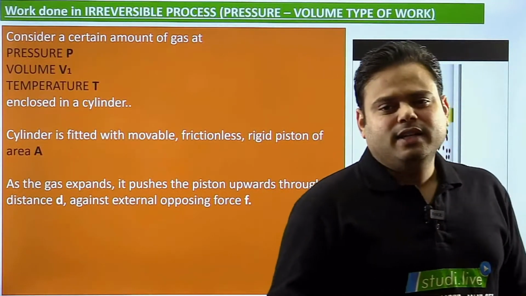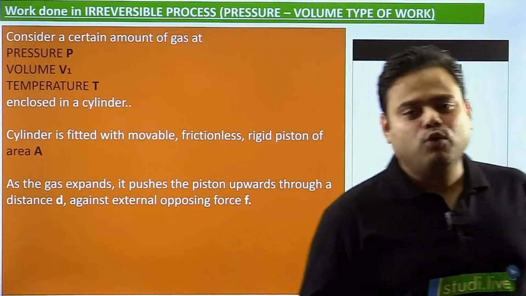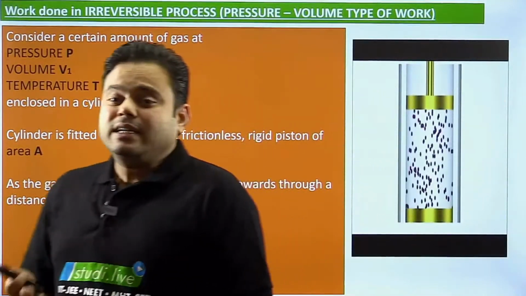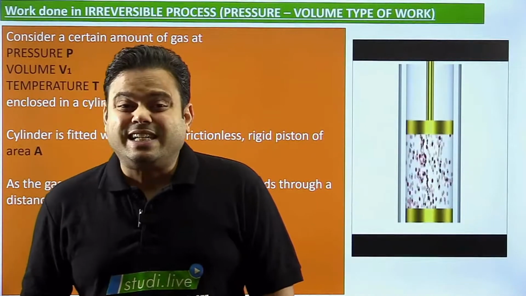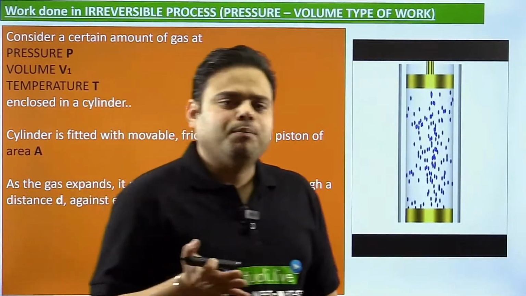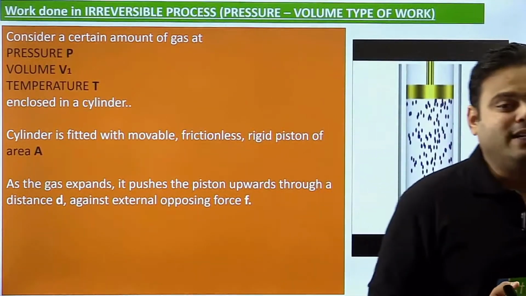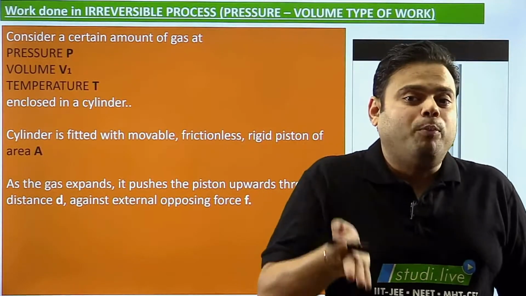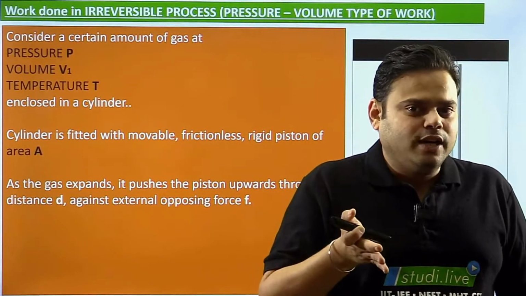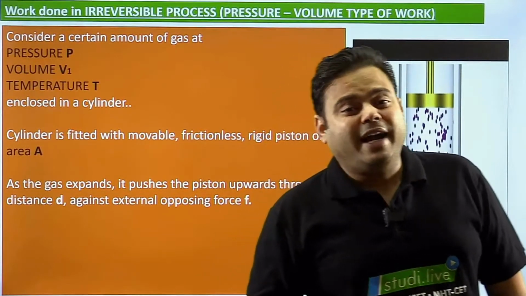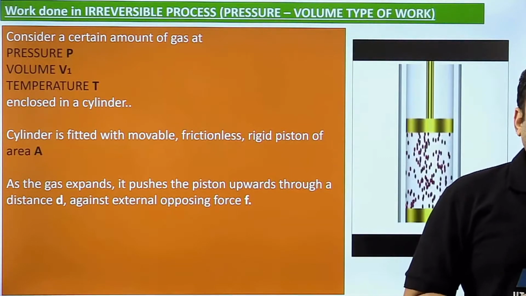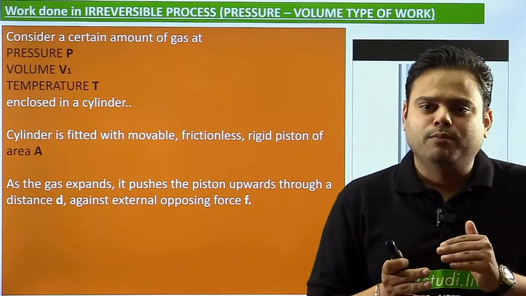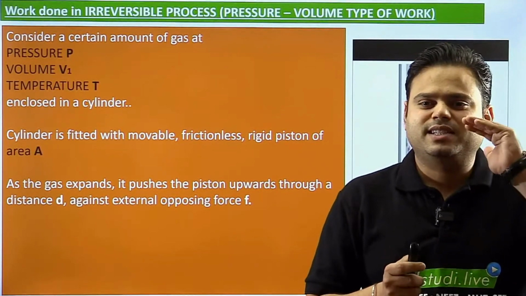But let us say that this gas in the cylinder would expand. In that case, what would happen is the gas would push the piston up. What did the gas do? It pushed the piston up, and when the piston moved up, it would have moved against an opposing force. Against an opposing force, we identify that force as F. The distance by which this gas will move the piston up, we say that this distance is d.